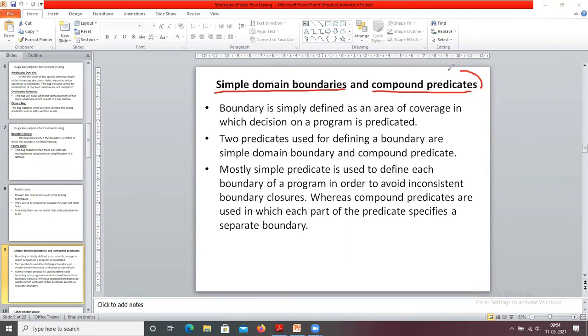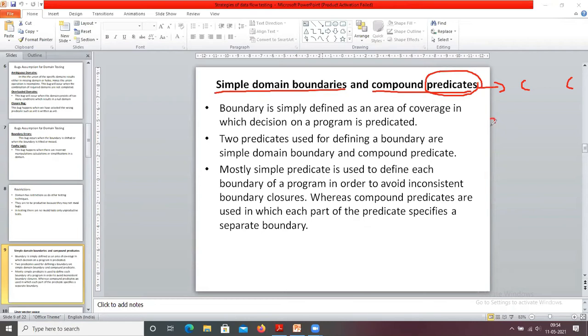I hope you all know the predicate. What is a predicate? A predicate is nothing but a condition. Compound is nothing but two conditions, more than one condition. That is what we call a compound. Simple domain boundaries and compound predicates.